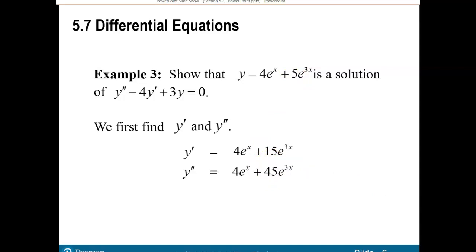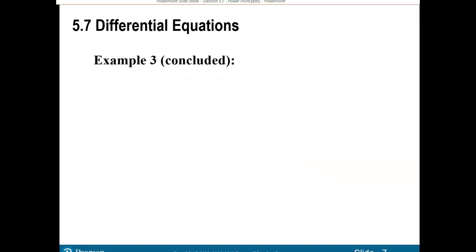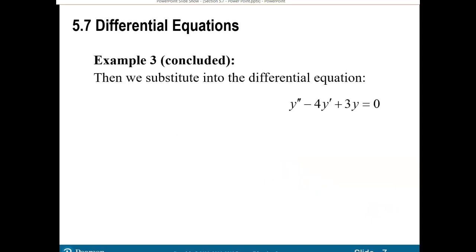So we get that was our first derivative. Now again, for the second derivative, this derivative would just be itself. Here we'll multiply again by that 3, making the new coefficient 45, so e to the 3x times the 45. Then we're going to substitute.